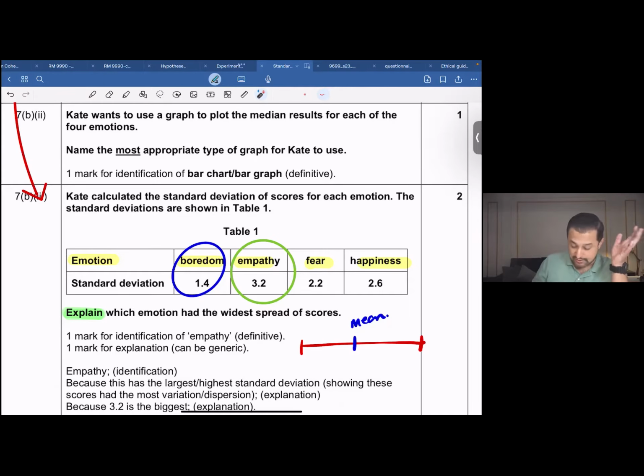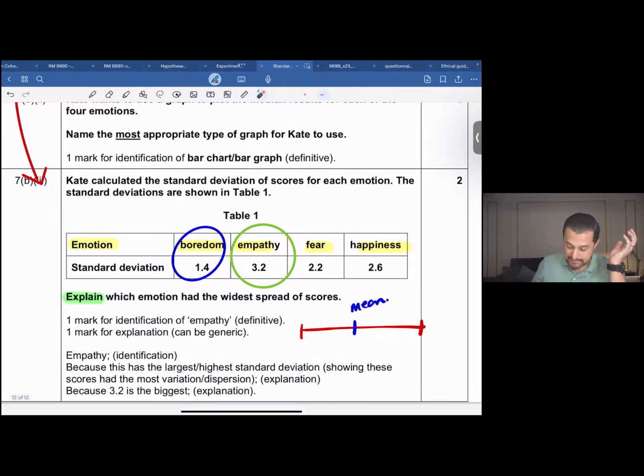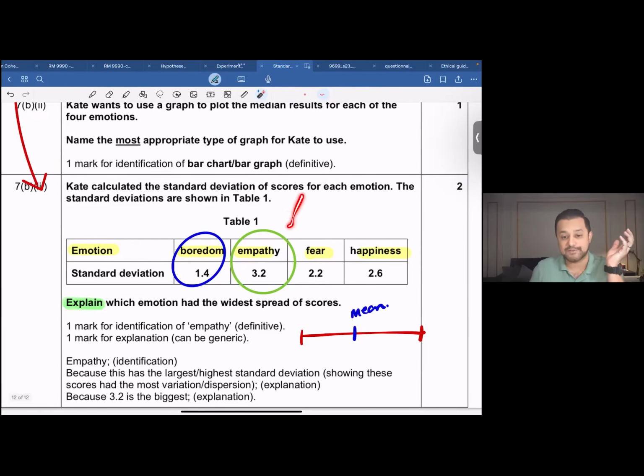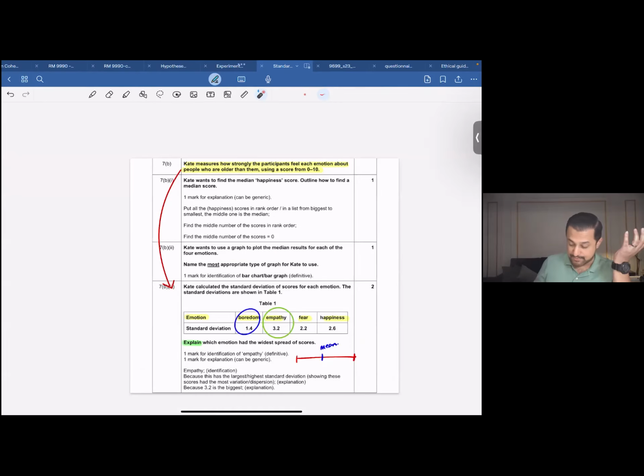For the 4 different emotions: boredom, empathy, fear, and happiness, the standard deviation scores are 1.4, 3.2, 2.2, 2.6. Explain which emotion has the widest spread. Of course, this one has the widest spread. It very easily shows, right? So empathy has the widest spread because this has the largest or the highest standard deviation, showing these scores had the most variation, or in other words, dispersion.